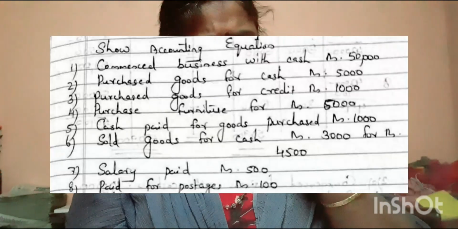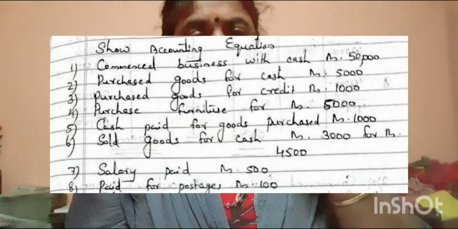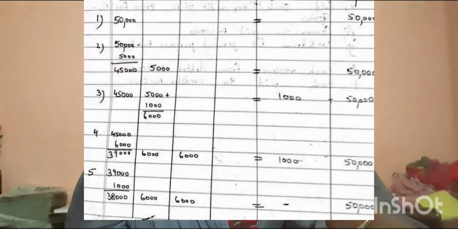Okay. Then cash paid for goods purchased. We already purchased goods on credit basis. Now we pay that cash. So cash will reduce on the asset side, and on the liability side the liability will reduce. On both sides the equation will be the same. Okay, that is the correct way.